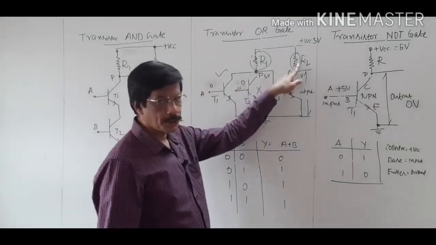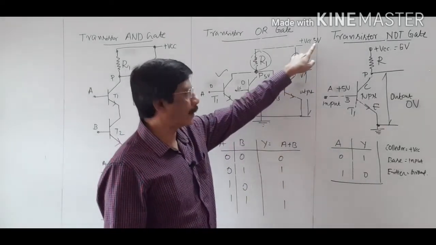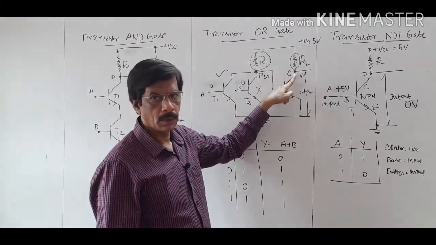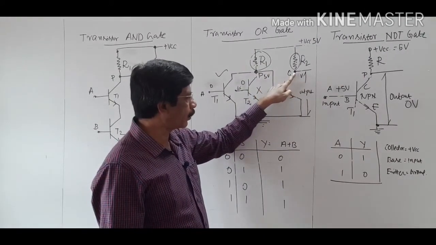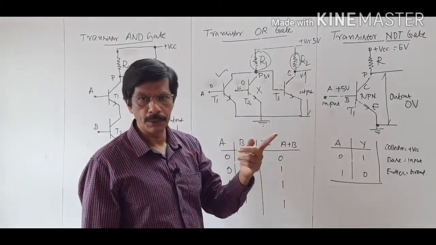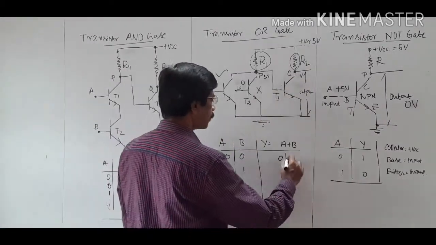Because of that voltage drop, the plus 5 volt cannot enter the point capital Q. The voltage between the point capital Q with respect to ground is almost 0 volt. That shows the first row of the truth table.